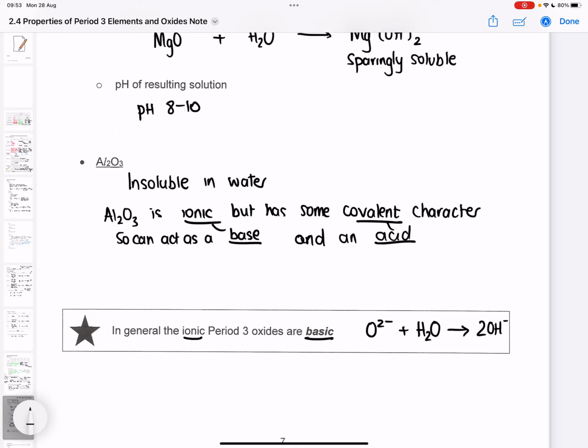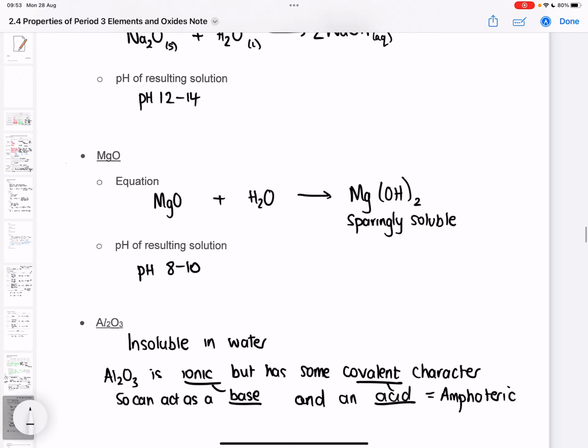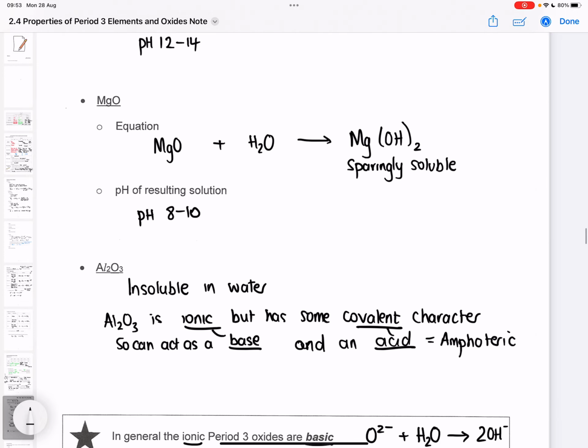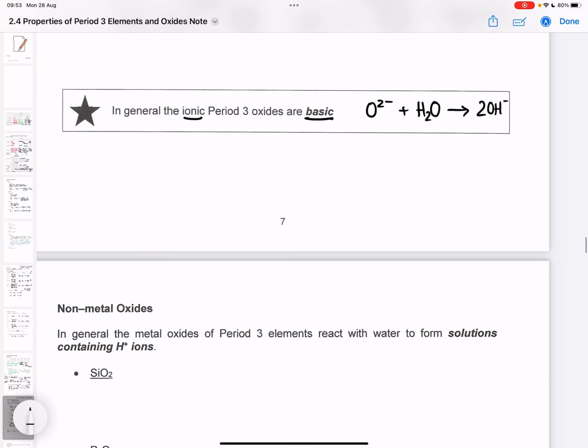Aluminium oxide is a bit different. It is ionic, so it can act as a base in this way, but it has some covalent character, so it can also act as an acid. This equals a special word we're going to come across later called amphoteric. So there are our metallic oxides forming hydroxides, then being basic.